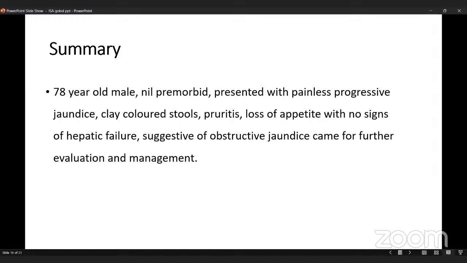Summarizing, sir, a 78-year-old male with no comorbidities presented with painless progressive jaundice, clay-colored stools, pruritus and loss of appetite, with no signs of hepatic failure, suggestive of obstructive jaundice, came for further evaluation and management.